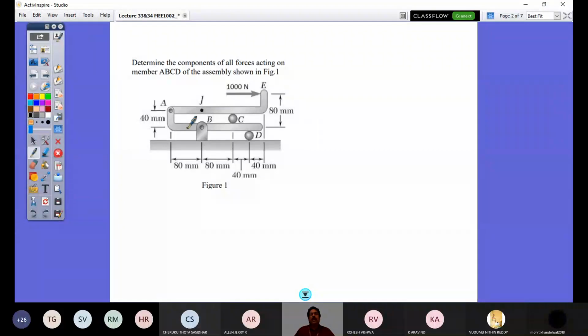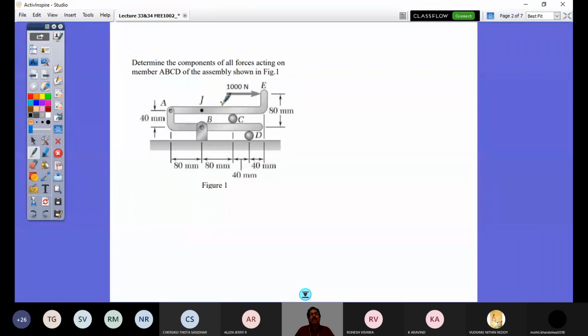This problem: determine the components of all forces acting on member A, B, C, D of the assembly shown. So what is this assembly basically? This assembly is forming a frame. Why is it a frame? Because there are members which are multi-force members in this. For example, you look at ACE. You have an external force 1000 Newton acting at point E. Apart from that, you also have a pin support at point A and a roller support at point C. So you would have AX, AY components of reaction, and you will have a CY component of reaction, right? So that is why it is a multi-force member.